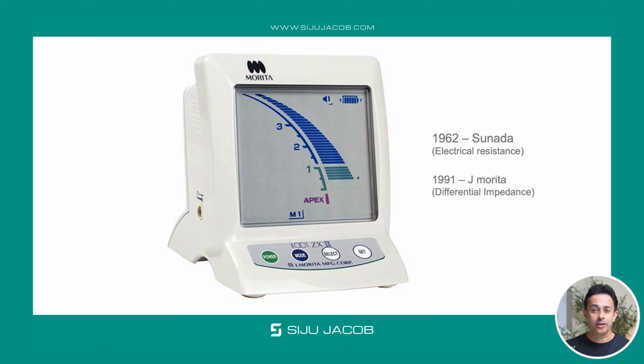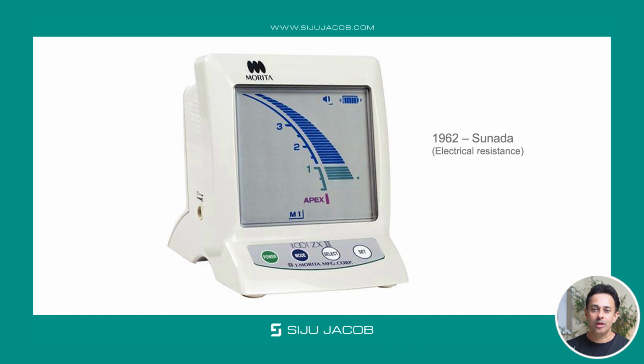Apex locators were introduced in 1962 by Sunada. The earliest apex locators were based on electrical resistance and direct current. They weren't as accurate. It wasn't until 1991 when J. Morita introduced a new type of apex locator, which was based on differential impedance rather than electrical resistance. And from then on, technology has improved by leaps and bounds, and today we live in an era where electronic apex locators are extremely accurate.